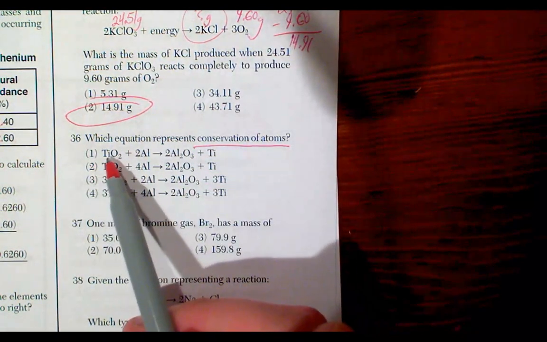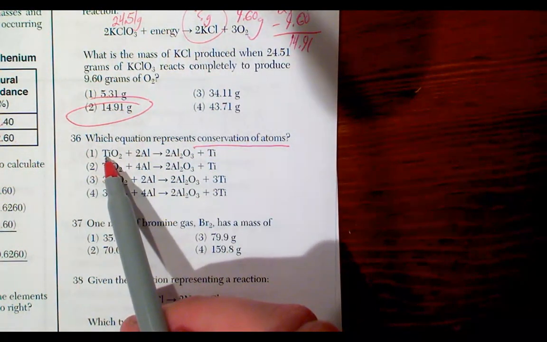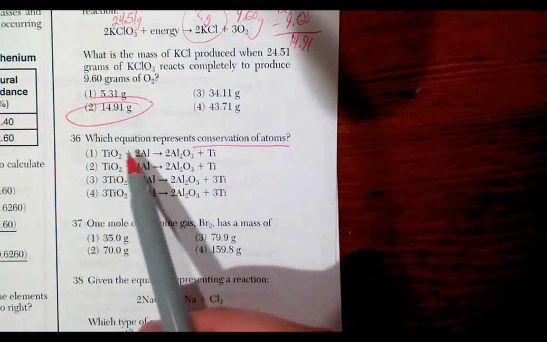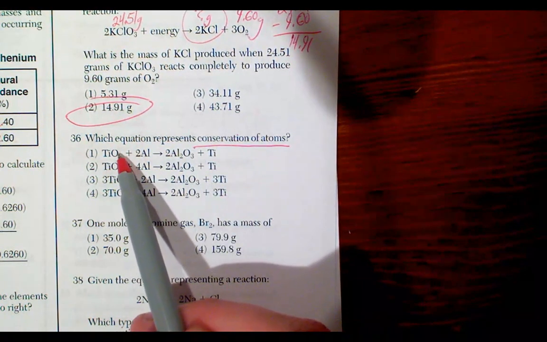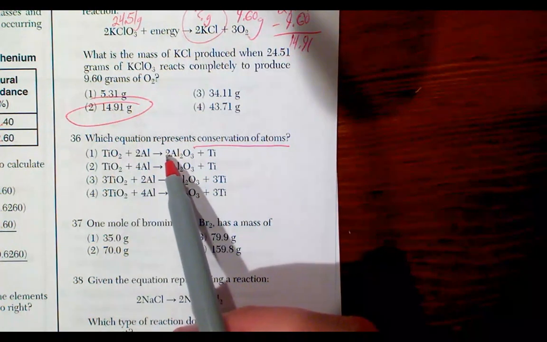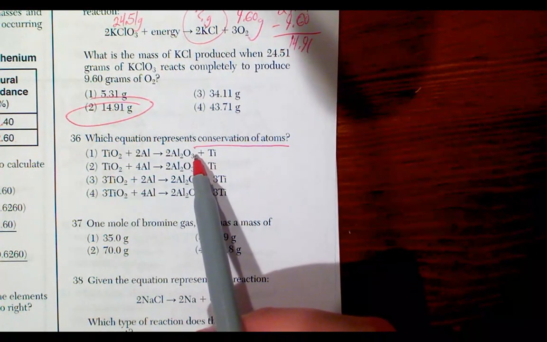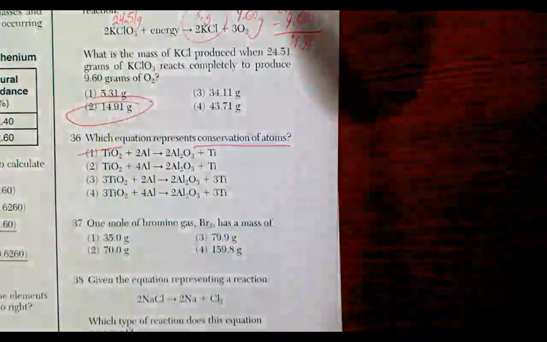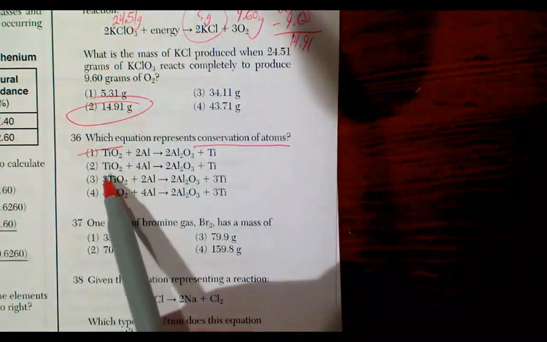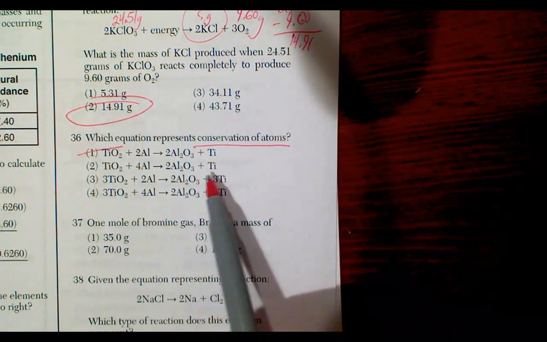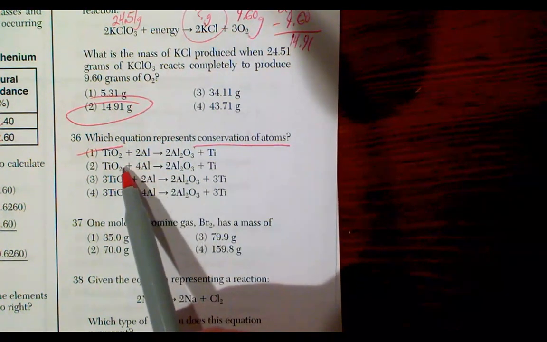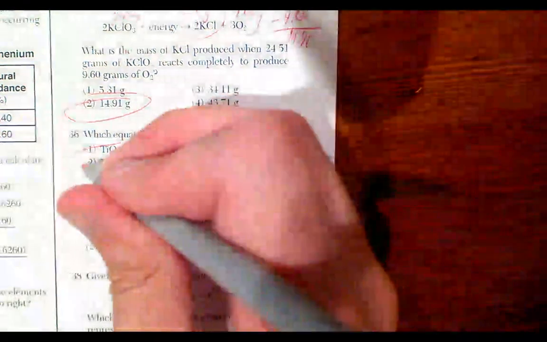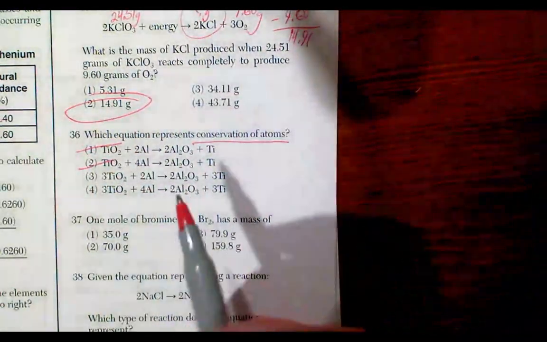In choice 1, it looks like I've got one Ti, titanium, on the left of the arrow. At the end of the reaction, I also have one Ti. So far, so good. I have 2 oxygens on the left. On the right side, I have 2 times 3 is 6 oxygens. Well, that's way too many oxygens. Where do those extra oxygens come from? That is not balanced. Doesn't make any sense. Choice 2. 1 Ti on the left, 1 Ti on the right. Good. 2 oxygens on the left. 2 times 3 is 6 oxygens on the right. Once again, does not make any sense. Where do those extra oxygens come from?